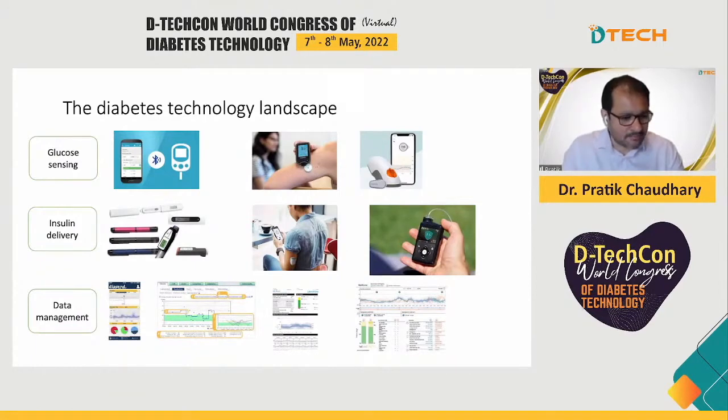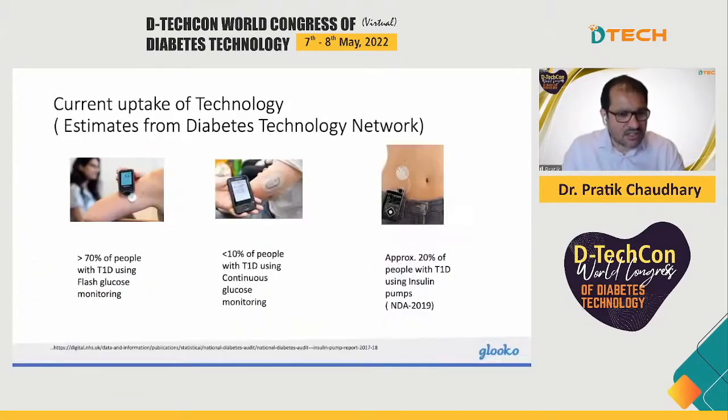And just a comment, in the UK at the moment, 70% of people with type 1 diabetes are using flash glucose monitoring. About 10 to 15% of people are using CGM, and maybe 20% are using pumps, with about 2 to 3% using closed loops. And those percentages are going to rise year on year.